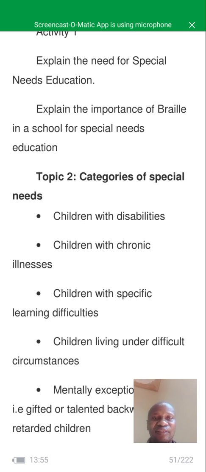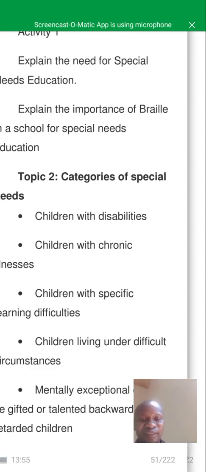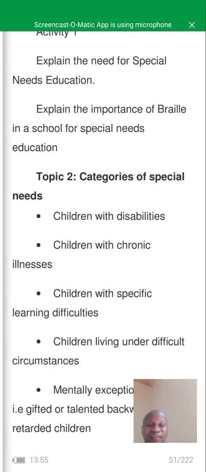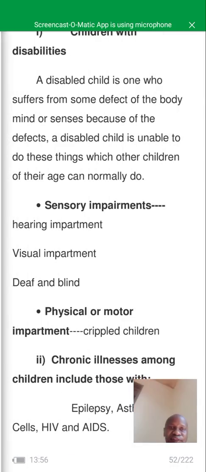So then we look at category 2 of special needs education. What do you have to look at here? We're going to look at children with disabilities, children with chronic illnesses, children with specific learning difficulties, children living under difficult circumstances, and mentally exceptional children. These are gifted or talented, backward, and retarded children.